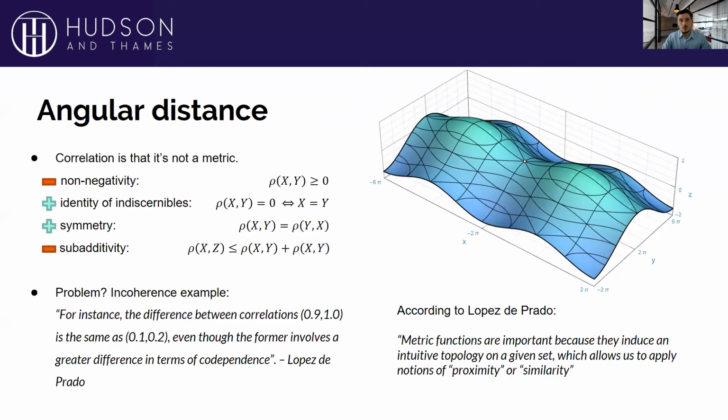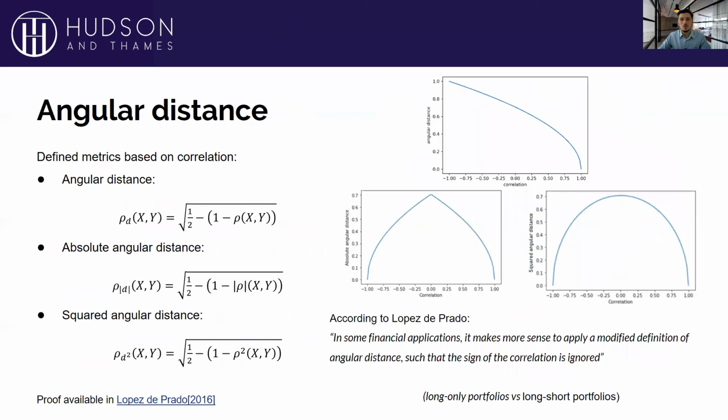There is a problem with this, as stated in the book of Lopez de Prado. If we have a difference of two sets of correlations, one being 0.9 and 1.0, and the second being 0.1 and 0.2, the difference between those correlations is the same, although the former involves a greater difference in terms of codependence. Therefore, metrics based on Pearson's correlation were proposed.